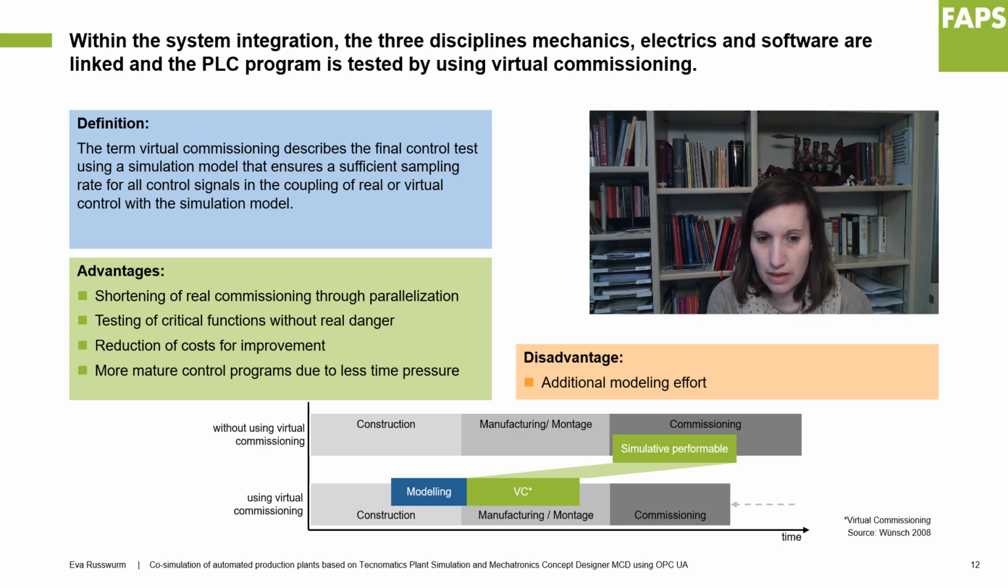The advantage of using virtual commissioning is that it shortens the commissioning process through parallelization, so you can do more tasks at the same time. You can also test the critical functions without the danger of destroying the real plant. Because the commissioning is done in advance, you can reduce the costs for improvement directly at the customer, and you can write the programs better due to having less time pressure.